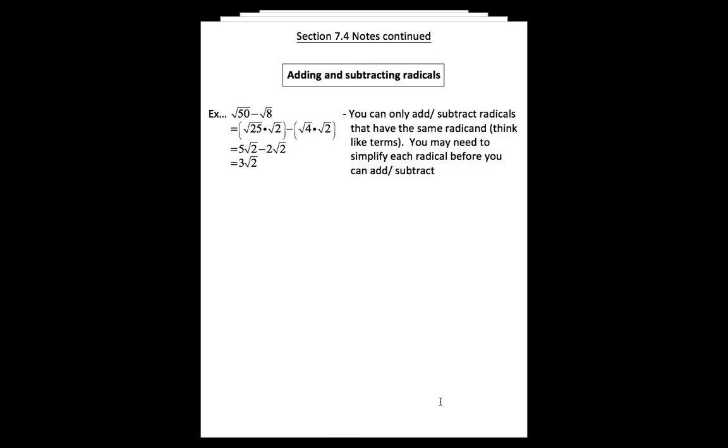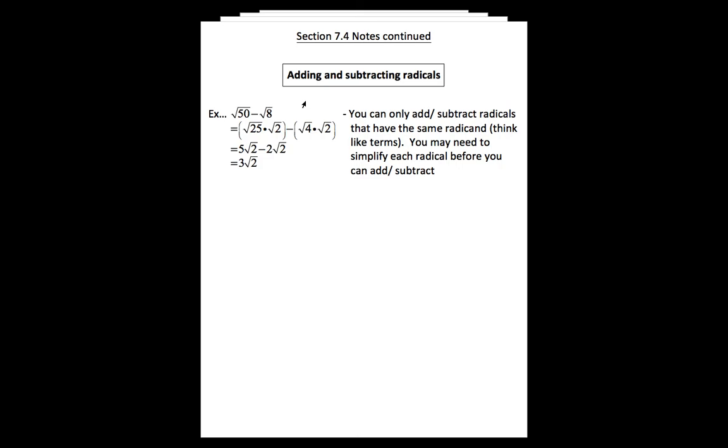The final objective for the day is adding and subtracting radicals, and this is again a review topic, so we won't spend a lot of time talking about it, but I will review a couple of key things here. First of all, you have to have the same radicand in order to add or subtract two radicals. So the square root of 50 minus the square root of 8 does not equal the square root of 42. We have to simplify these radicals, and the only way we'd be able to add or subtract them is if the radicands happen to be the same.